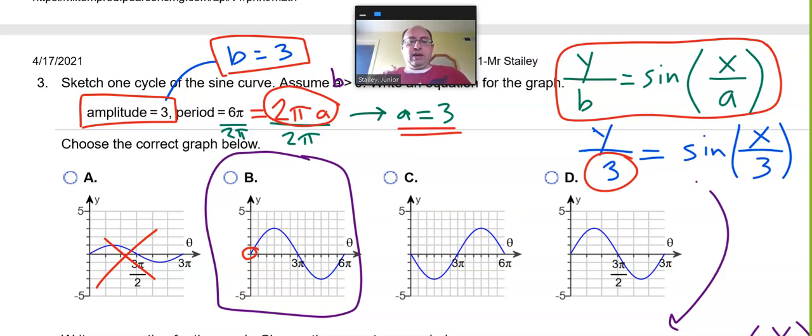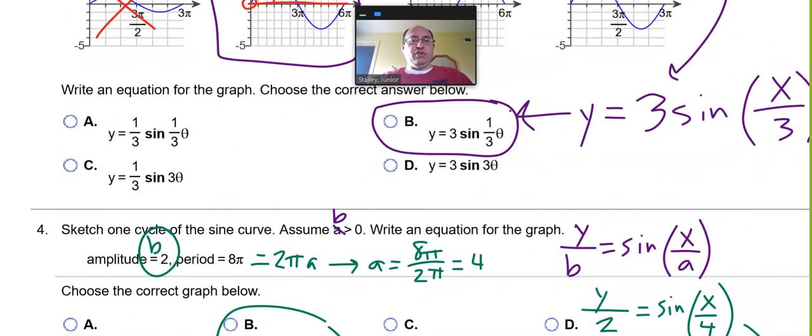And so you can see that I made sure that we had a period of 6 pi, and it went up 3 for the amplitude. That's letter choice B. These will go faster the more you practice them and the more you see them. This video might be a little longer, but I've only got 4 questions on here.